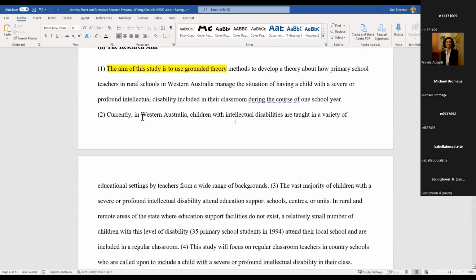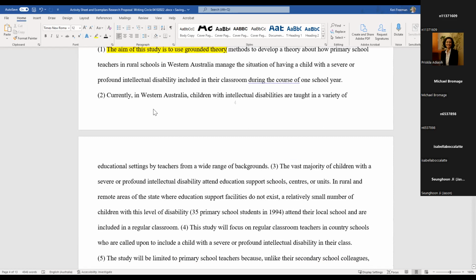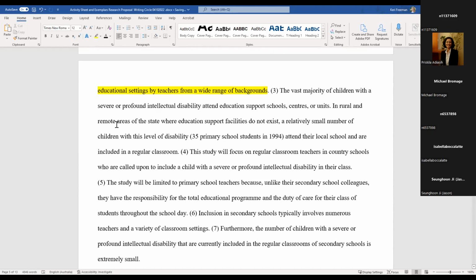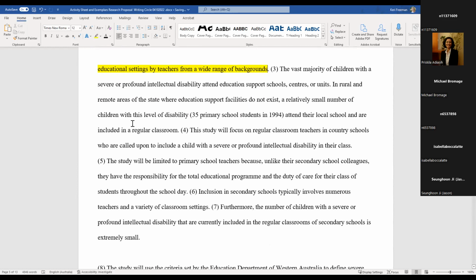Okay, we're given the context there. Currently in Western Australia, children with intellectual disabilities are taught in a variety of educational settings. Okay, some good background information there. The vast majority attend education support schools. Missed that one. In rural and remote areas. So this is an interesting part of it, isn't it, here? This is showing that the focus in bigger cities, then there's all these support schools. In remote areas, don't have this. These kids are going to have to go to the school like every other student. Yeah.